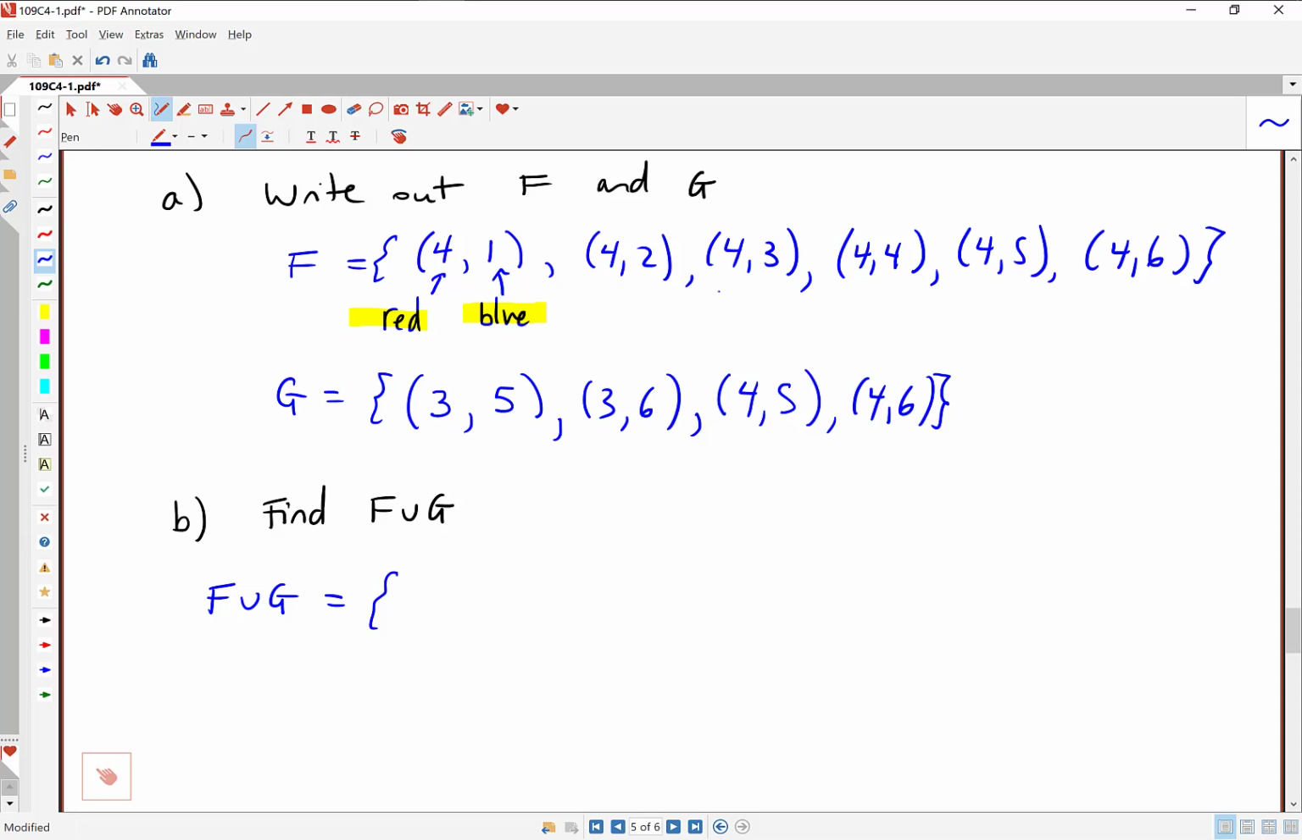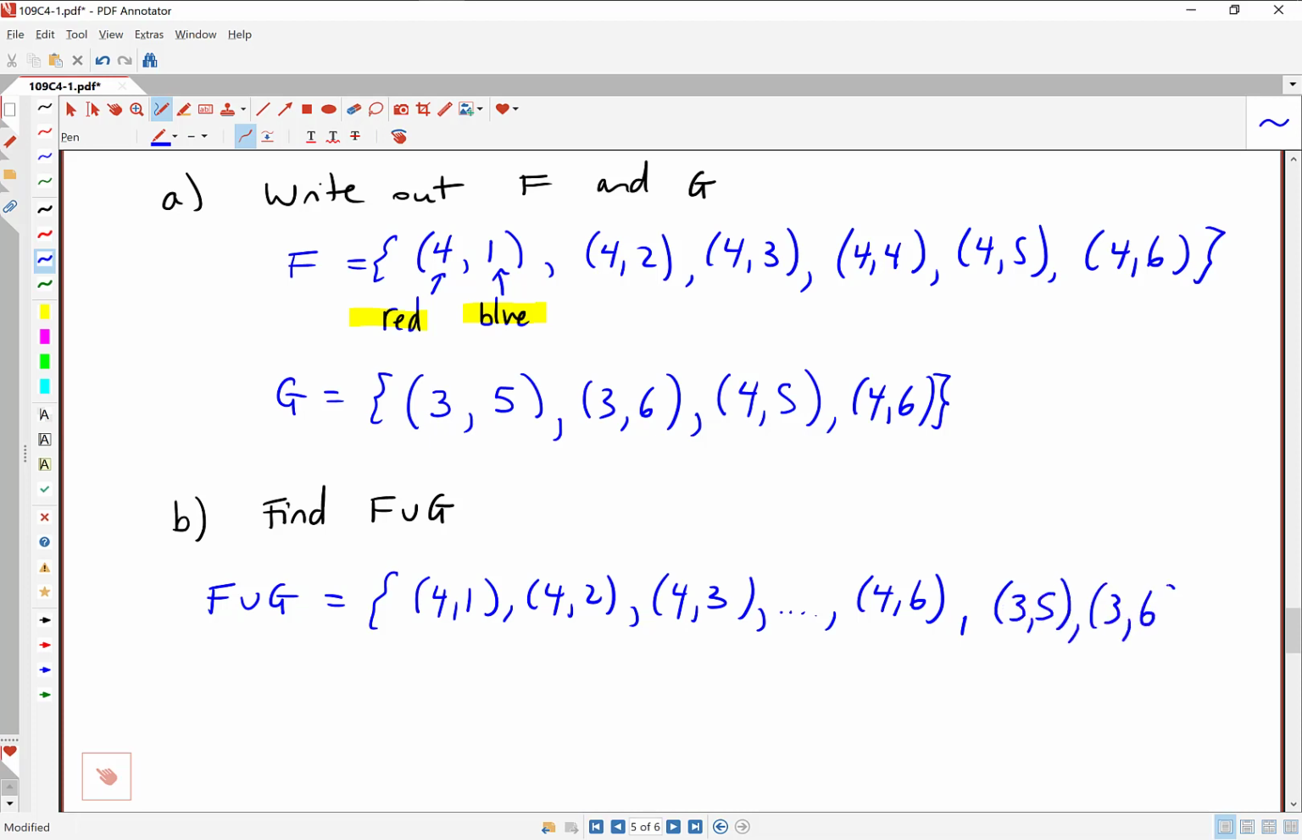So what I might do is just write out all the outcomes from F first. So we'd have (4, 1), (4, 2), (4, 3). If you get tired of writing, you can just go dot dot dot, (4, 6). So that captures all of F. And then let's look at G and see what else we've got in there. So we would also have (3, 5), and we would have (3, 6). And now we don't need to write down the (4, 5) and the (4, 6) again because they've already been written down here.